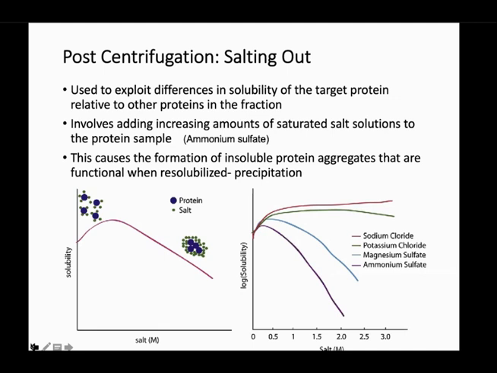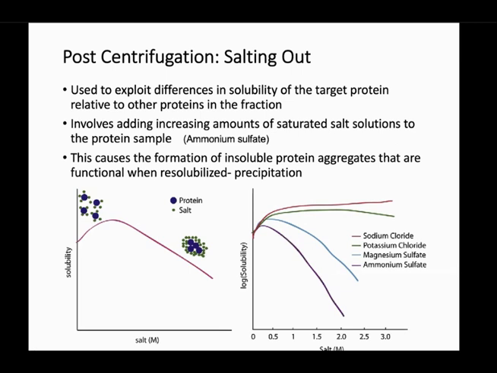Basically, the principle, you can see here, solubility versus salt. At the beginning, when you put a certain amount of salt, sodium chloride or potassium chloride, any salt, you have a very good solubility because there is a good interaction between the salt that you're adding, the water, and the protein. But there is a point where you add an excessive amount of salt, and that's where you can see here the solubility decreases.